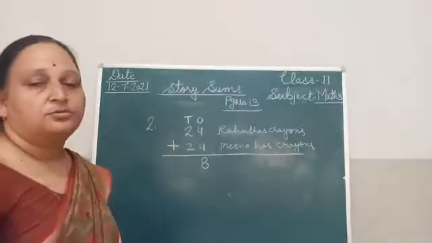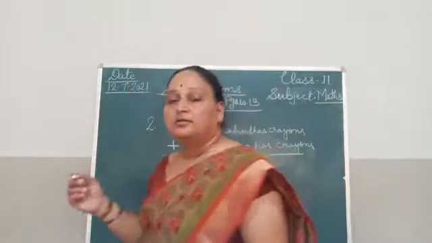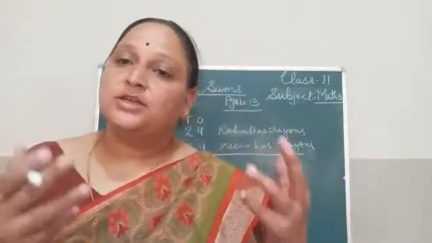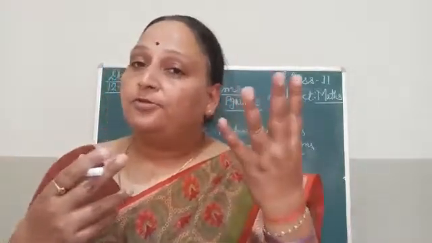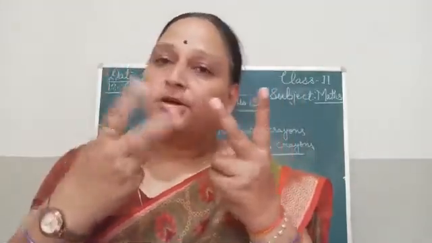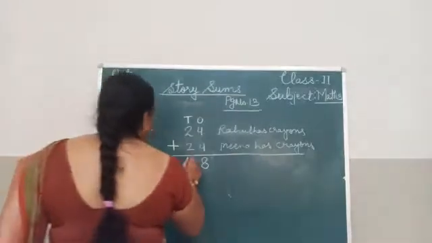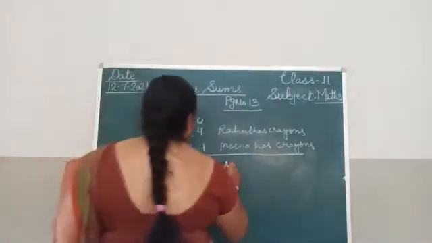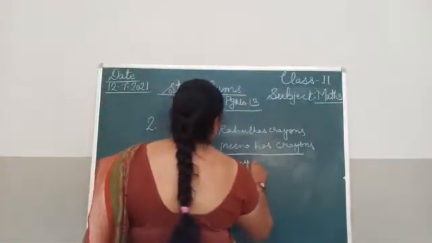Now 2 plus 2. The numbers are again same. 2 2s are, everyone knows the table of 2, right? 2 1s are 2, 2 2s are 4. 1 2 3 4. 2 and 2 is 4. So how many crayons are there in all? 48 crayons.